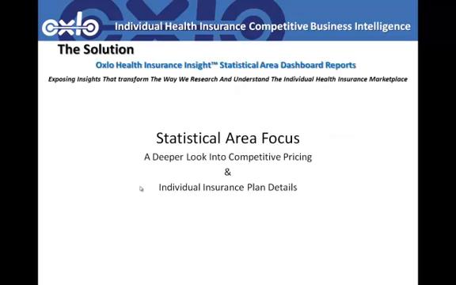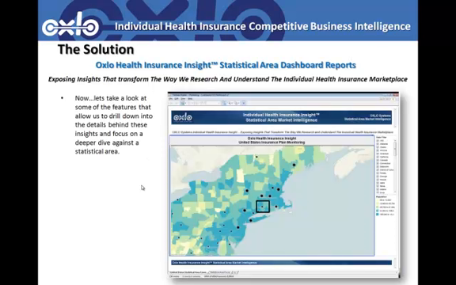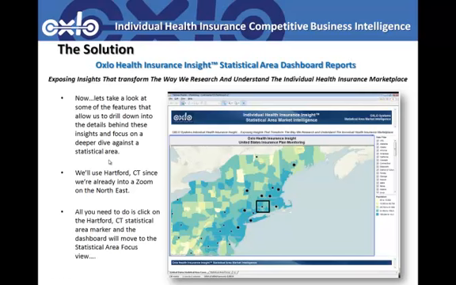So let's take a look at some of the statistical area focus features of Oxlo Health Insurance Insight. In particular, we'll take a deeper look into competitive pricing and individual insurance plan details. So let's take a look at some of the features that allow us to drill down. We'll use Hartford, and all you need to do is click on the Hartford, Connecticut statistical area marker, and the dashboard will move to what we call the statistical area focus view.